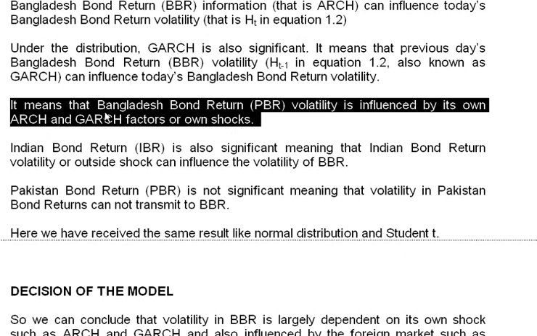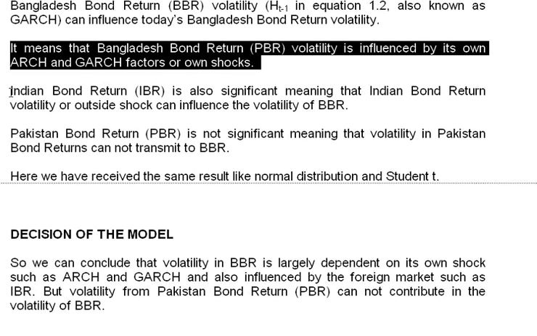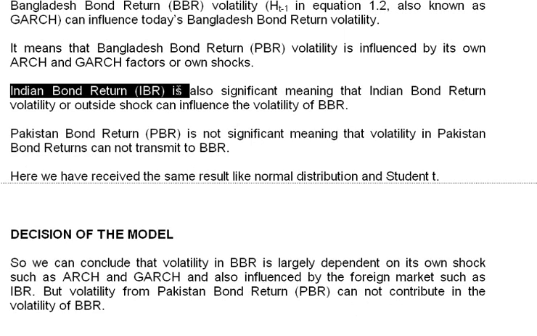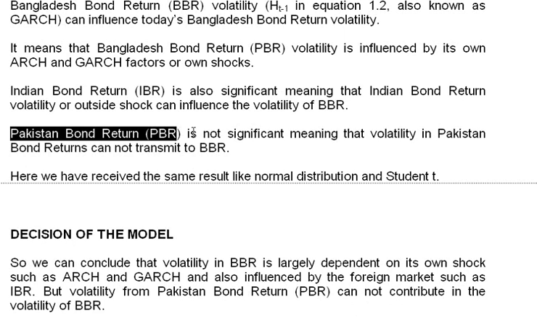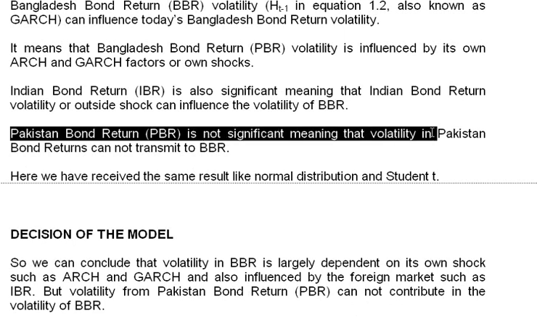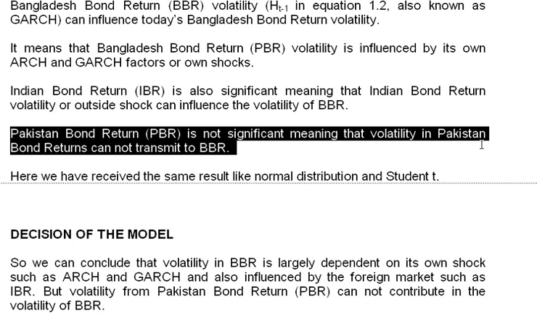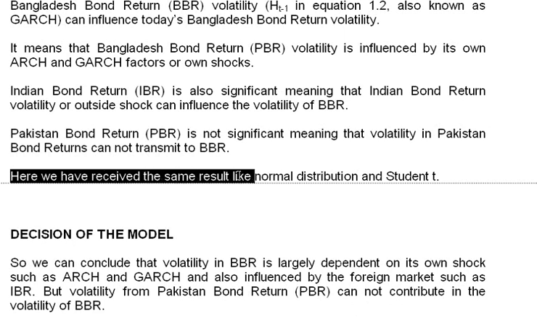And what about the Indian bond return? It is found significant, meaning that Indian bond return volatility, or outside shock, can influence the volatility of BBR. So the result is also as before. Then what about Pakistan bond return? It is found not significant, meaning that volatility in Pakistan bond return cannot transmit to BBR. So here we have received the same result like normal distribution and student T.